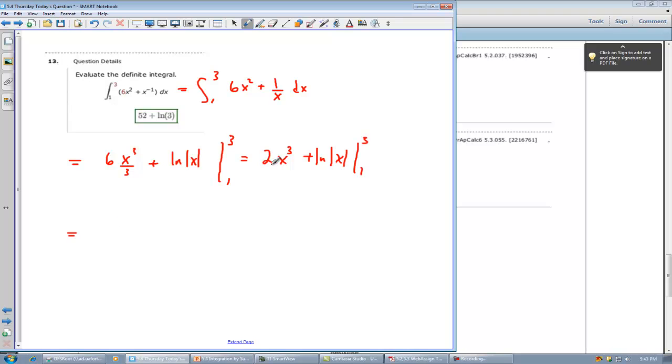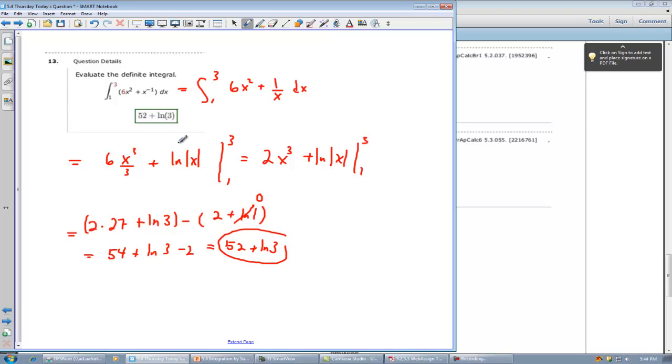And so this is equal to, I take 2, 3 cubed is 27, so 2 times 27, plus ln of absolute value of 3, so just ln of 3, minus just 2, because then I plug in the 1, so that's just 2. And then plus ln of absolute value of 1, which is just ln of 1. Of course, ln of 1 is 0. So this is going to be equal to 2 times 27, which is 54, plus ln of 3 minus 2, which equals 52 plus ln of 3. And that's the same answer we have above here.